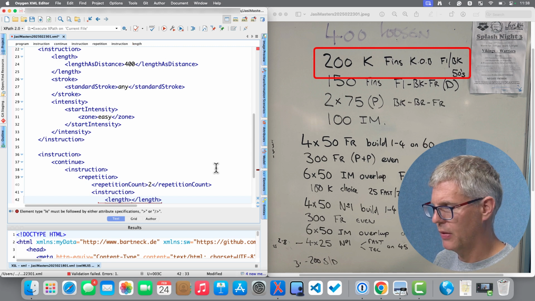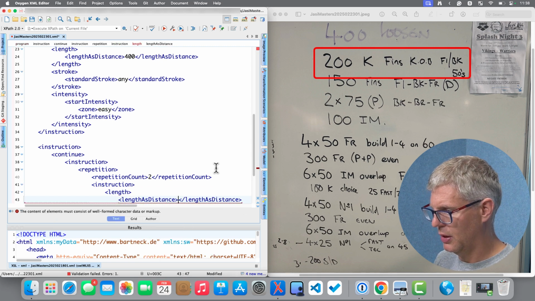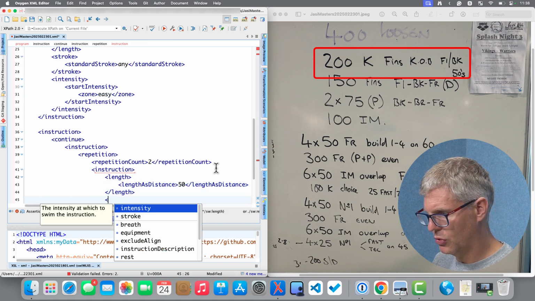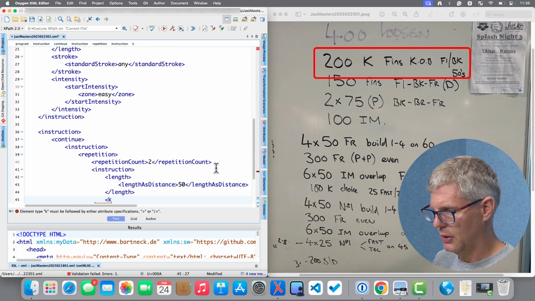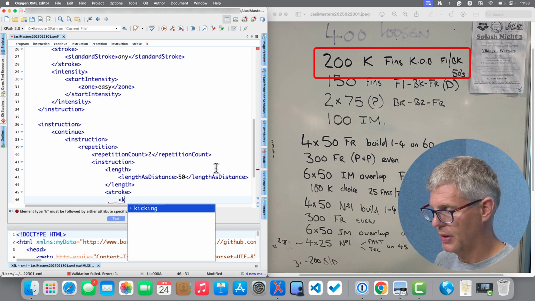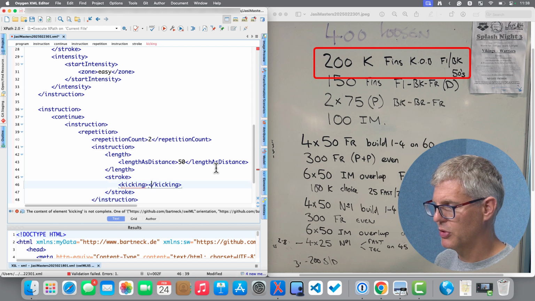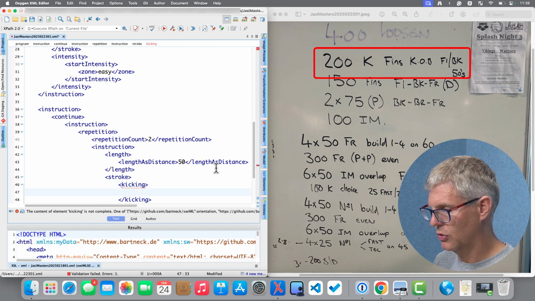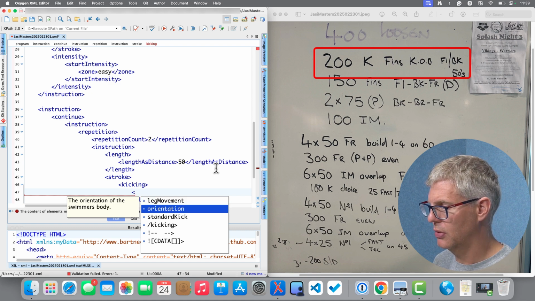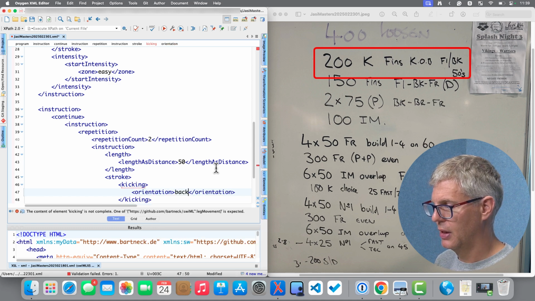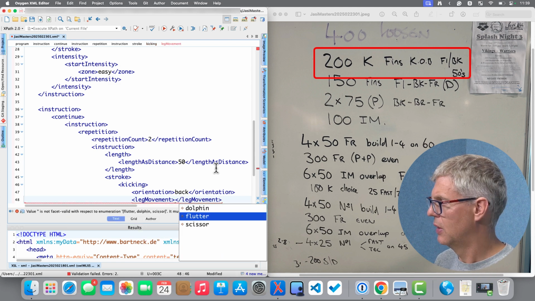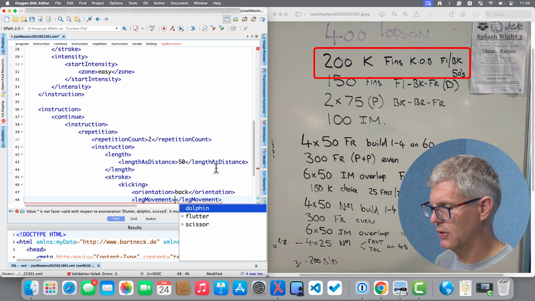Instruction length. Length is a distance. So it's 50 meters. And the stroke is kicking. Now with kicking, we've got a couple of options. So far we often use the standard stroke for kicking, but there are more options. For example, we have got an orientation. So this will be on the back. And now we can add a leg movement to it. So which is first fly, so that is a dolphin kick.